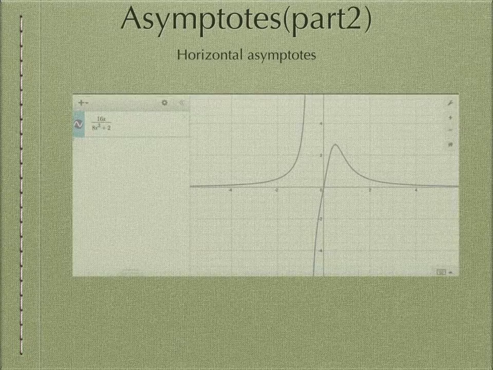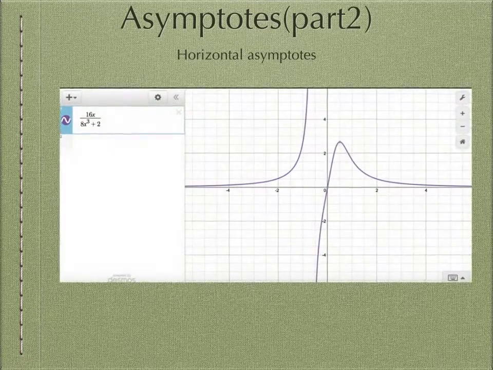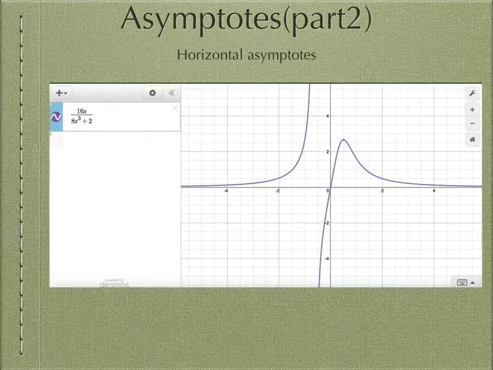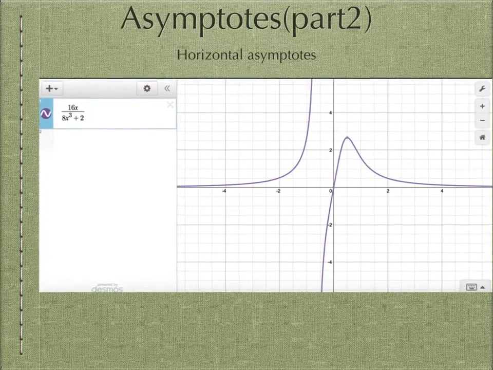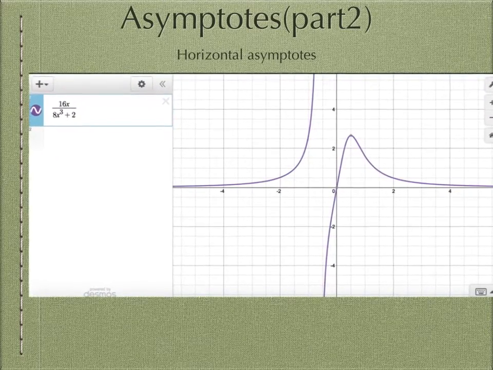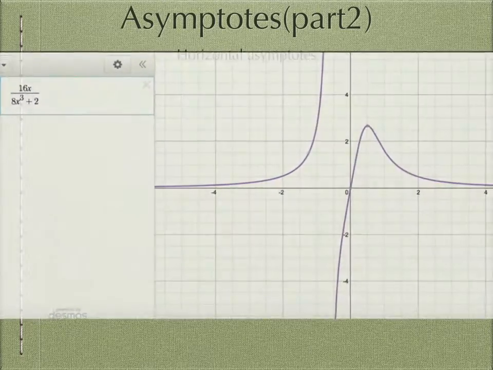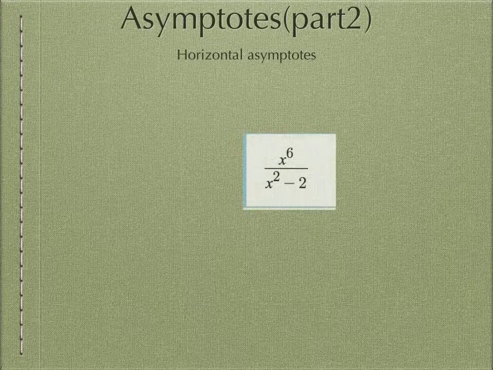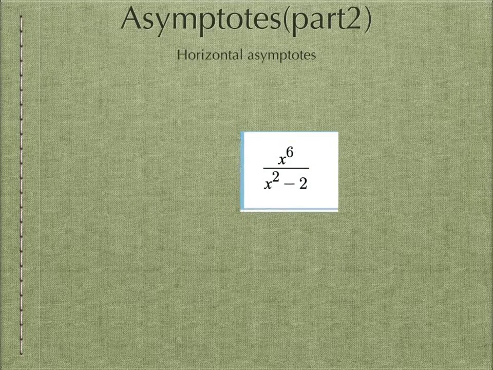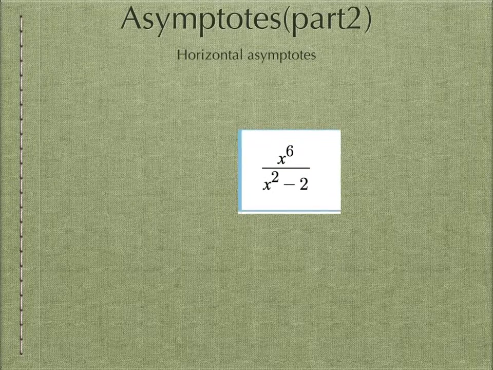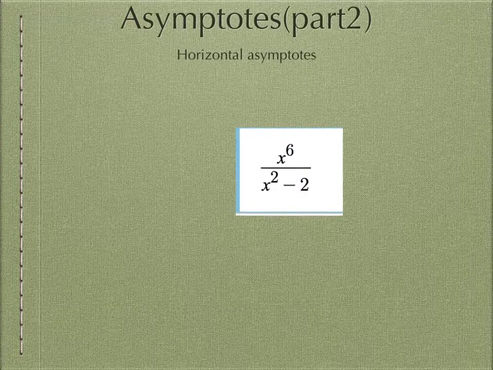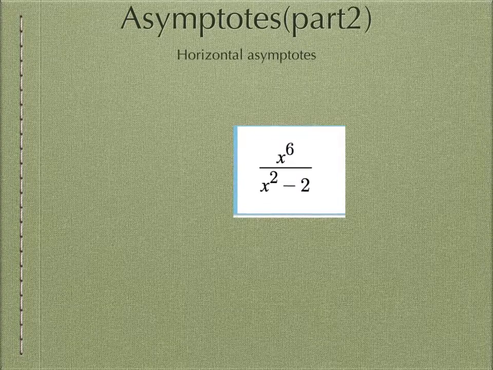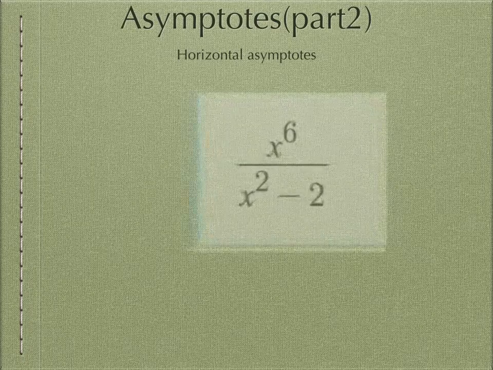The next case is when the power in your denominator is higher than in your numerator, and that will give you a horizontal asymptote at the x-axis. That's always true. The third case is when your numerator power is higher, so in this case, you don't have any horizontal asymptotes. Now let's get to the right way.